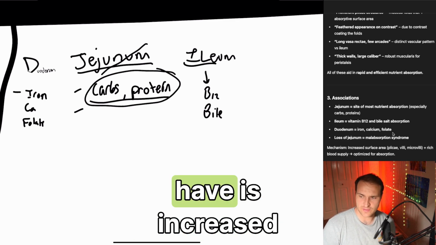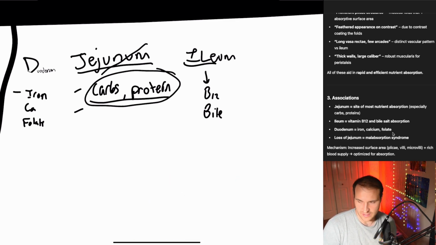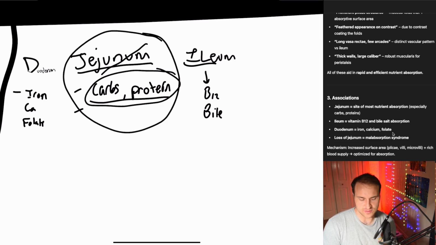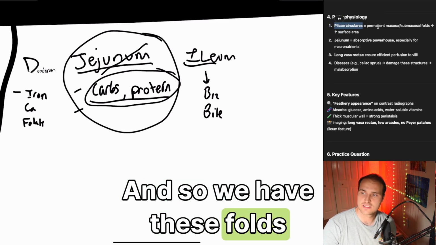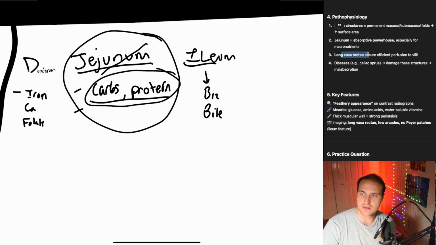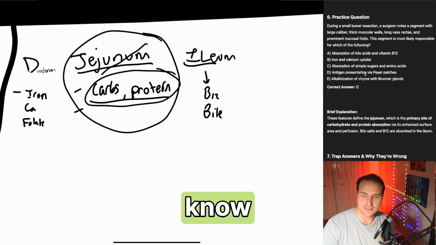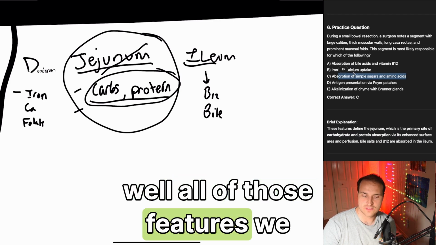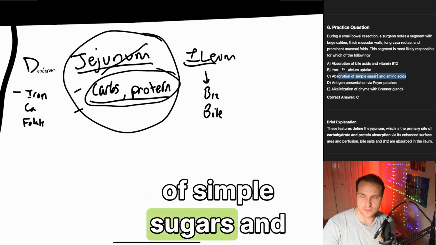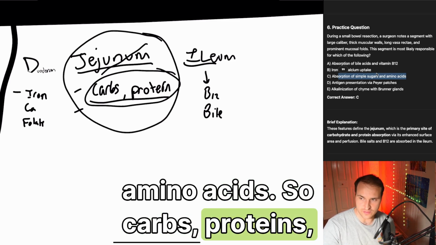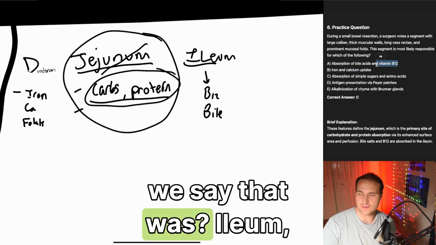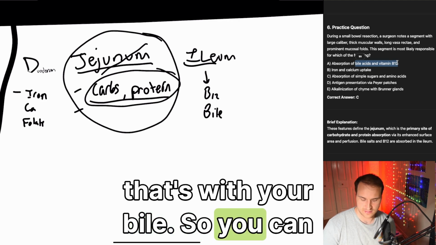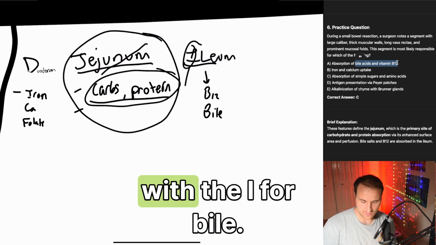And one mechanism we have is increased surface area. So we've got our villi, microvilli, rich blood supply. Why? Because this is the absorption center. And so we have these folds which increase the surface area there, and a long vasa recta that ensures you've got perfusion there. So quick practice question I need you guys to know. What distinguishes the jejunum? Well, all of those features we talked about, also absorption of simple sugars and amino acids. So carbs, proteins. Absorption of B12, what do we say that was? Ileum. That's with your bile. So you can remember the I for ileum works with the I for bile.